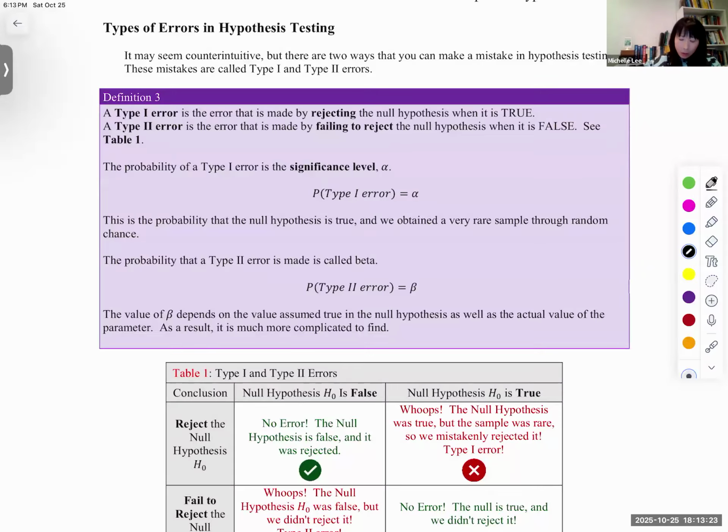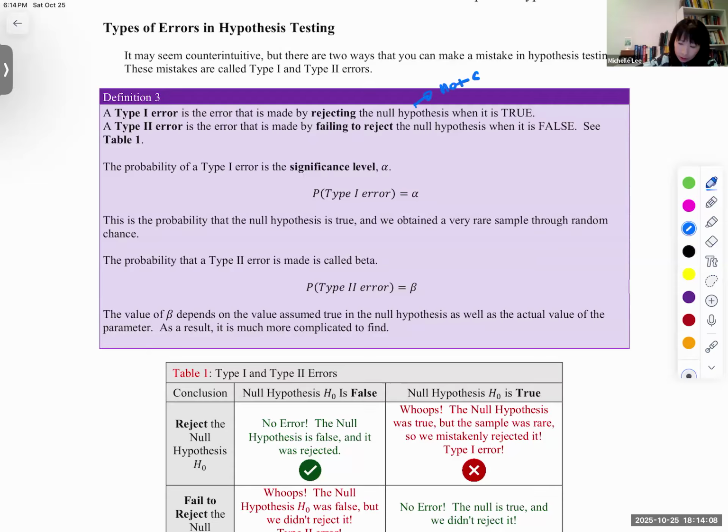All right, so now we have types of errors in hypothesis testing. Okay, so we have 2 types of error. One is the type 1 error. So type 1 error is the error that is made by rejecting the null hypothesis when it is true, right? Okay, so this means when the null hypothesis is true, we should not reject, right? But then they reject accidentally, by mistake, right?